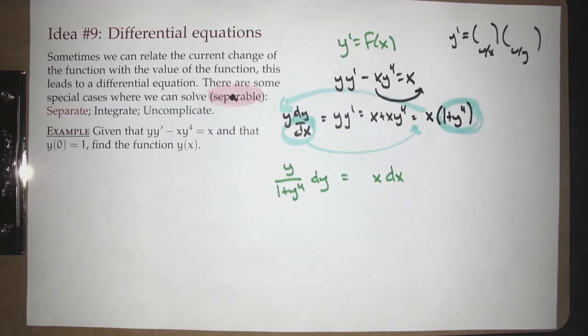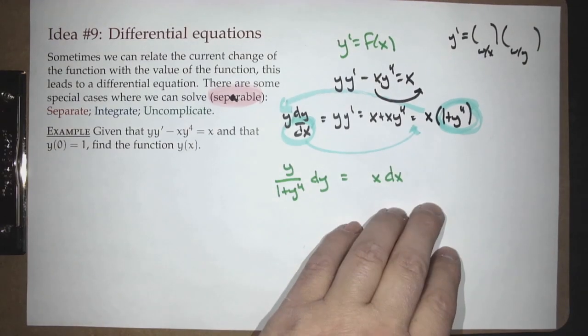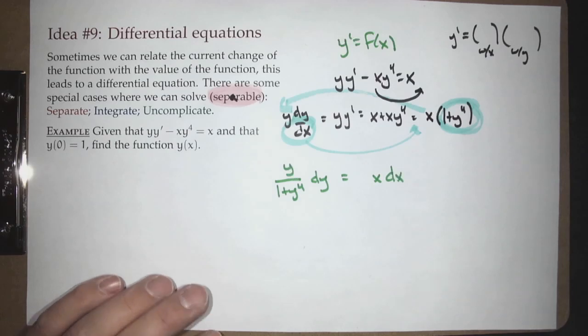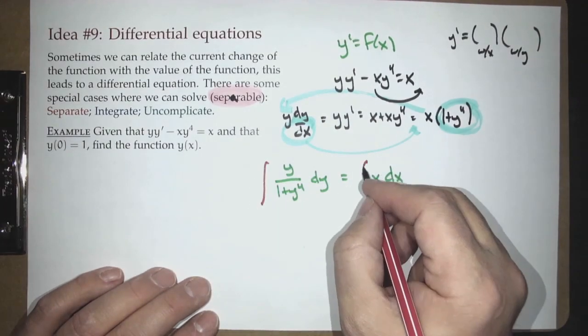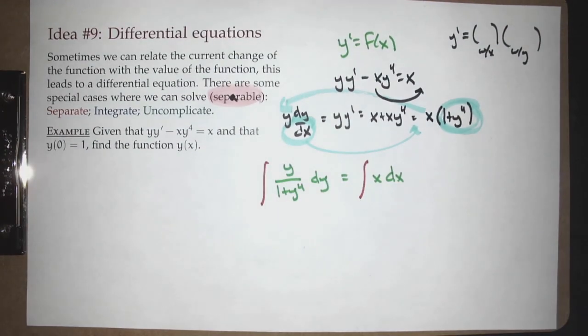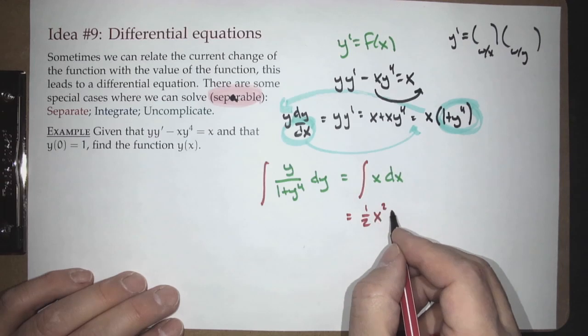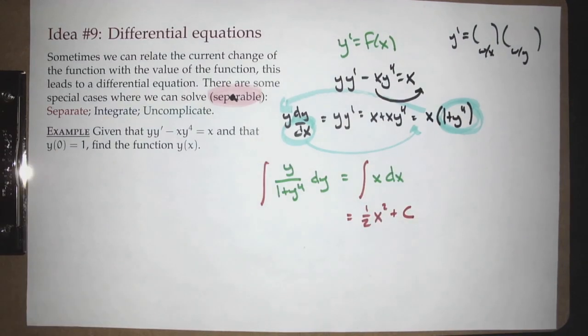We integrate, right? We've separated. You know you've successfully separated if stuff with y, stuff with x. Right? Only y is on one side, only x is on the other side. Okay. Let's just do the right-hand side, because that looks so tempting. What's the integral of x dx? Half x squared. Good. And we'll throw the c on that side. Okay, what's the integral of y over 1 plus y to the fourth?